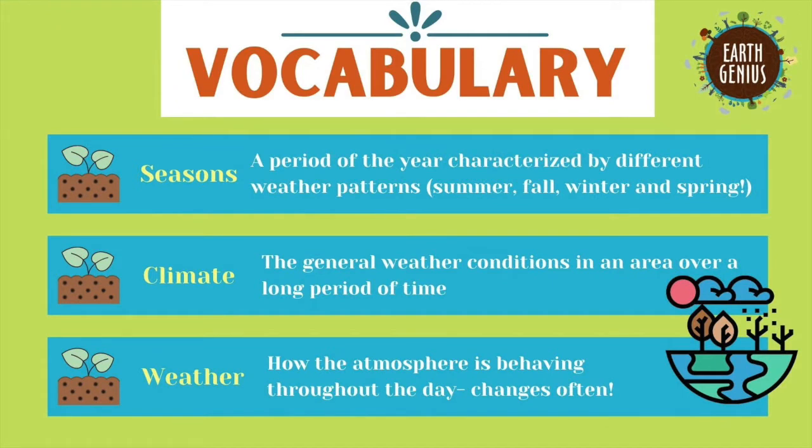Our next word is climate. The climate is the general weather conditions in an area over a long period of time. Write down in your garden journal what you think our climate is like here. I would say our climate is pretty mild. We don't get snow, and it gets hot, but not as hot as other places. We have a nice climate.